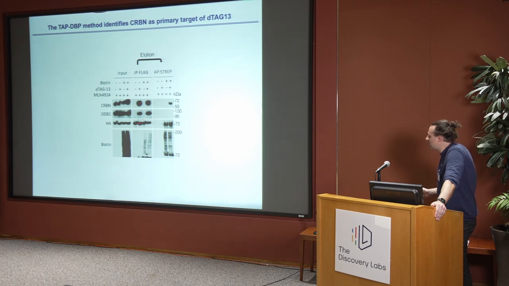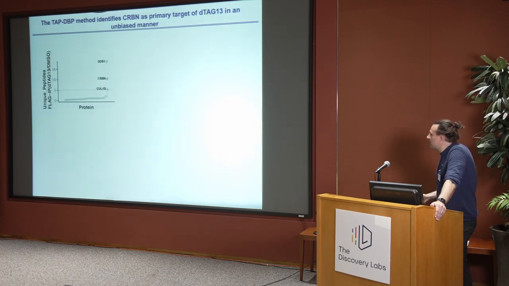This is the IP of the FKBP12 cassette. It binds cereblon and DDB1 in the presence of DTAC13. And also in the presence of biotin, we do see interaction with the DTAC13. However, when we elute this and perform a second purification step, now we can only see interaction with cereblon when we add biotin, and when we add DTAC13, we do not see any interaction with DDB1.